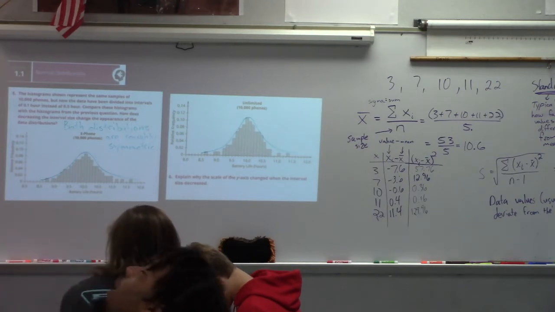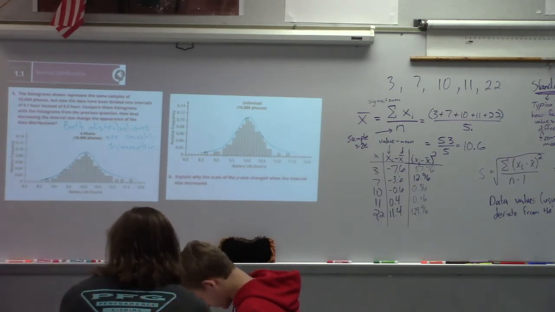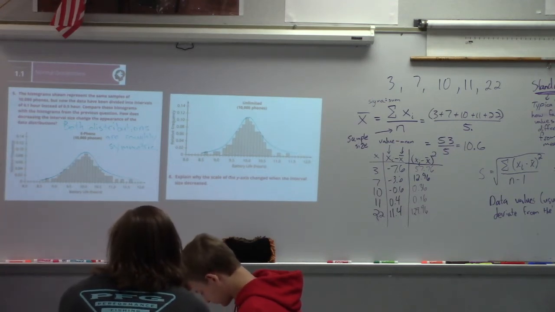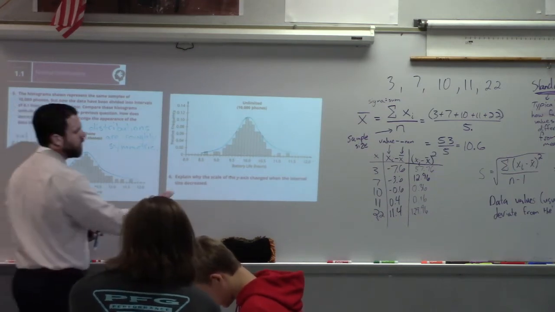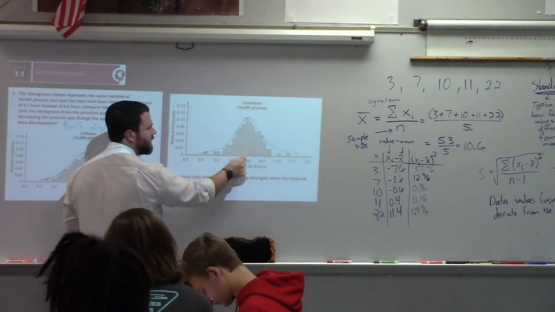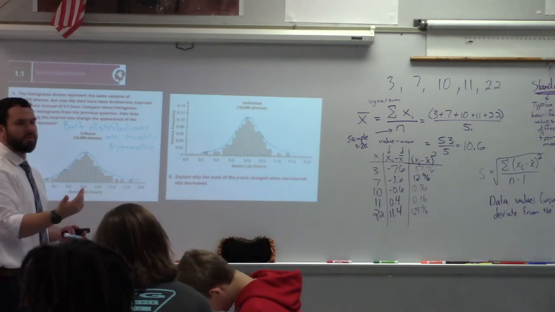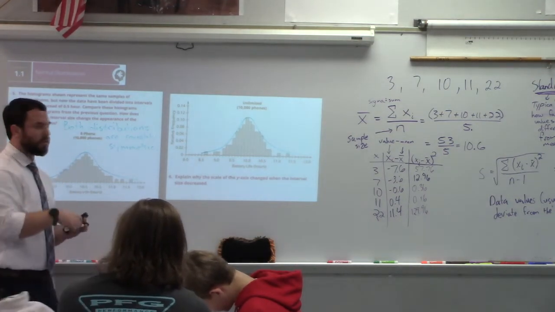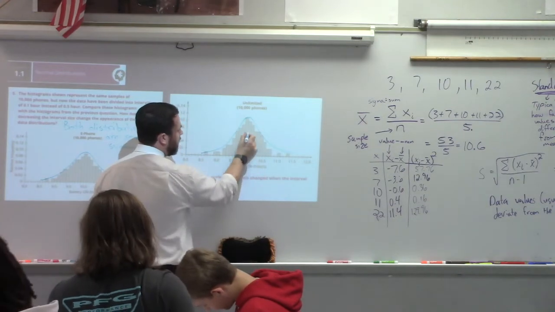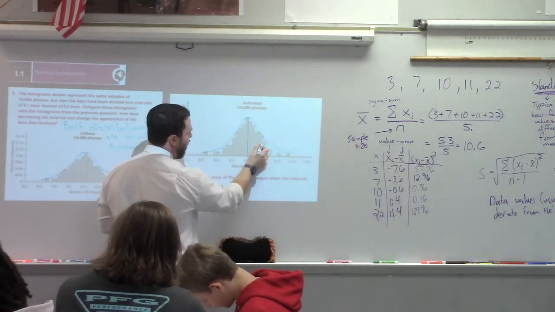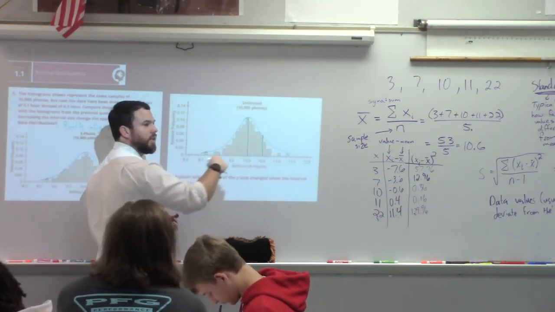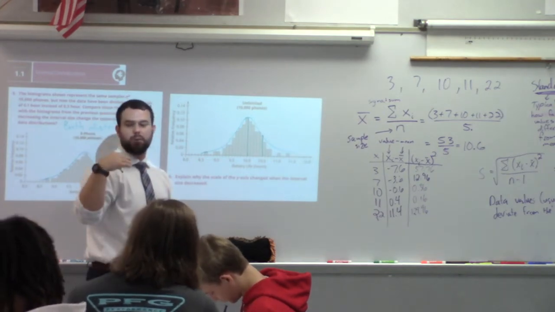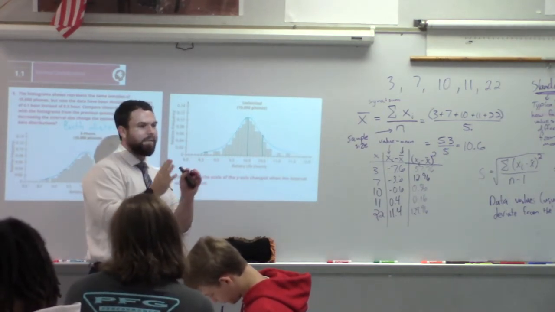Focus on our vocab sum. Okay, so really quickly, because this doesn't heavily influence us moving forward, please listen. Number 6 says explain why the scale of the y-axis changed when the interval size decreased. Well, if you have a smaller interval width, you're going to have less of the data in there, right? So the relative frequency is going to decrease. Remember, it was from 10 to 10.5 earlier. If we add up all those relative frequencies, it'll probably get us up to that 0.37 that we were seeing earlier.